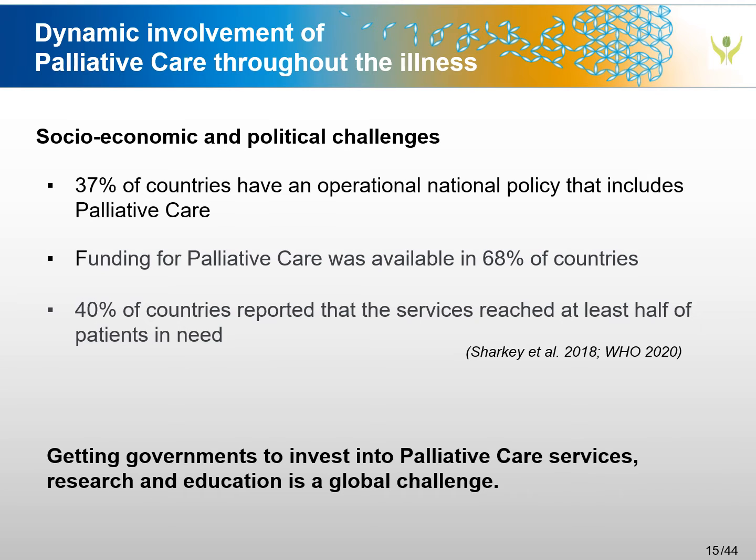A survey published in 2018 revealed that a minority, 37% of countries, have an operational national policy that includes palliative care. Palliative care is least likely to have funding available compared with other core services. And there is a large country income gradient for palliative care funding, oral morphine availability, and integration of palliative care services at the primary levels of the health system.